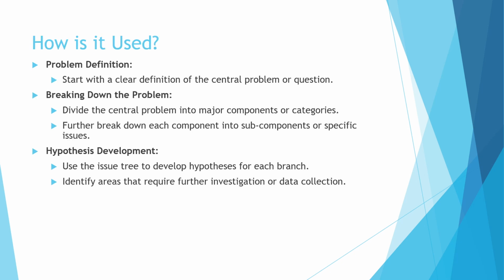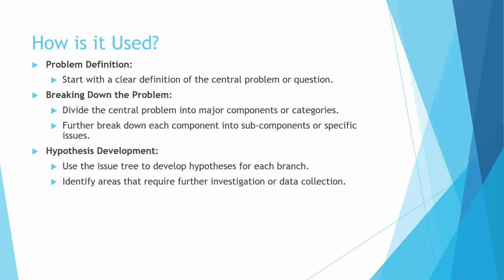To make the most of an issue tree, begin with a crystal-clear understanding of your central problem or question. The more precise you are, the smoother your analysis will be. Once you've defined your problem, break it into major categories. What are the key components driving this issue? From there, continue to slice each major area into subcomponents and dig into specific issues. This methodical process helps uncover every possible angle and ensures nothing slips through the cracks.